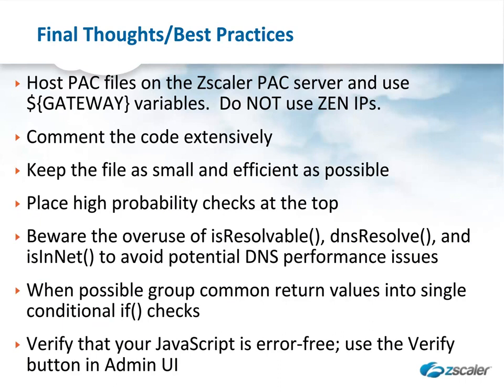And now some final thoughts and best practices. Many of the recommendations are common to programming since the PAC file is in effect a program. You should host PAC files on the Zscaler PAC server and use the gateway and secondary gateway variables. Do not use Zen IPs. Comment the code extensively. Keep the file as small and efficient as possible. Place high probability checks at the top.